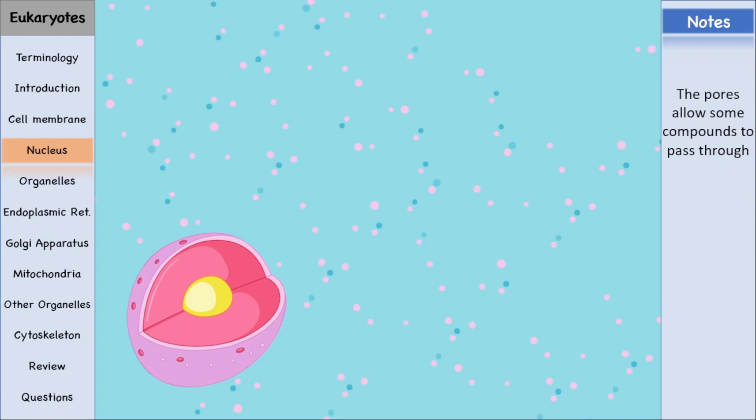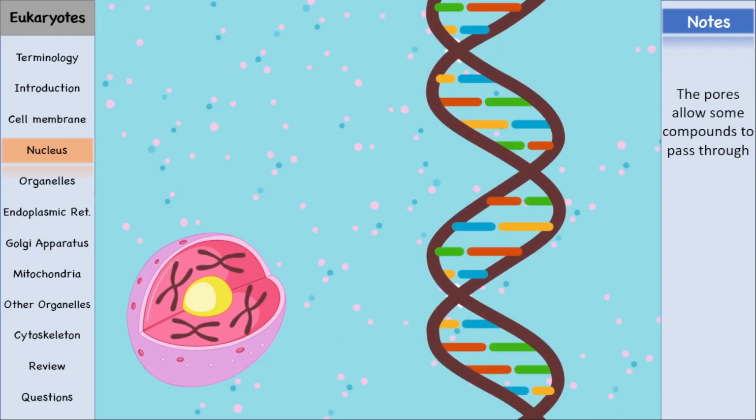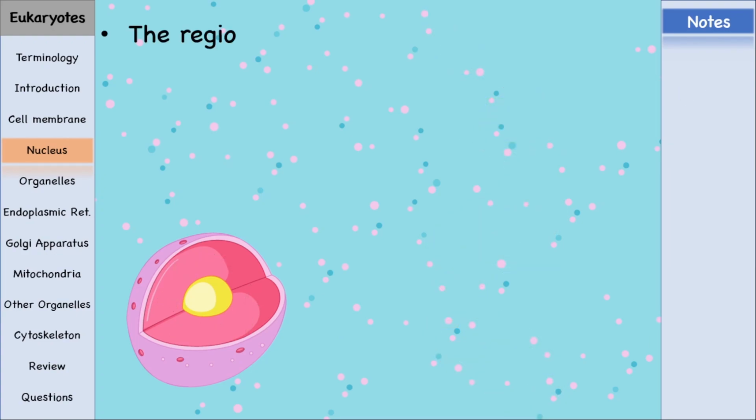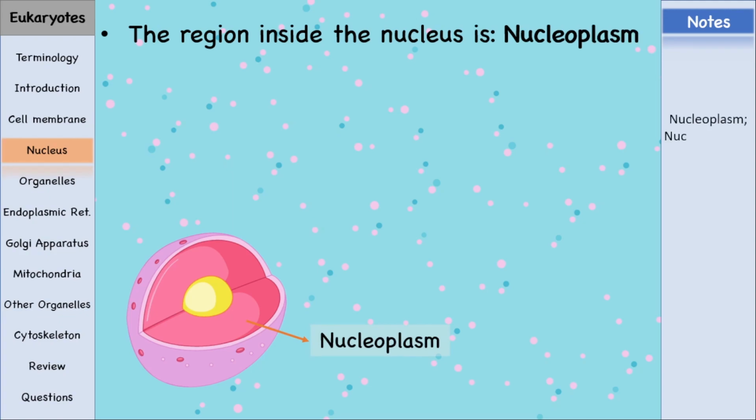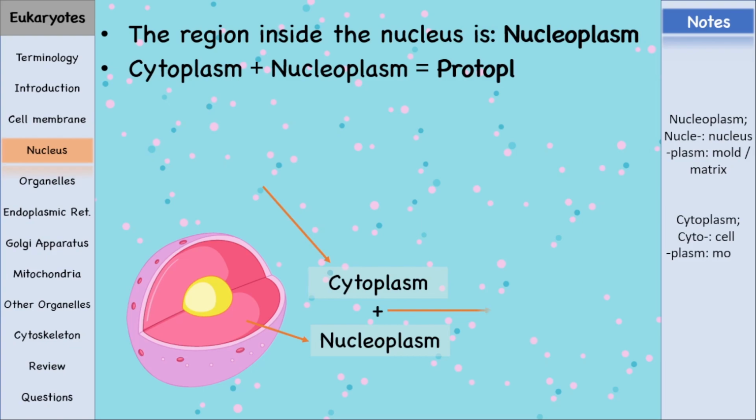The nucleus contains all the genetic or hereditary material of the cell in the form of DNA chromosomes. The region inside the nucleus is called the nucleoplasm. The regions of the cytoplasm and nucleoplasm together make up the protoplasm. Proto means the first. That is the first thing that was created in the cell, because when the cell is formed or produced by cell division, the nucleus does not have an envelope, so the space in the cell is the protoplasm.